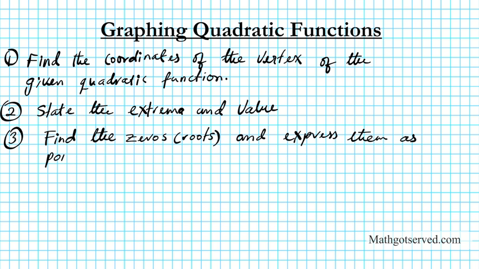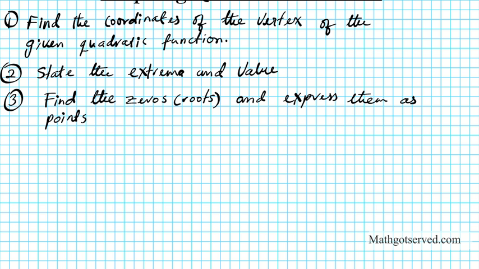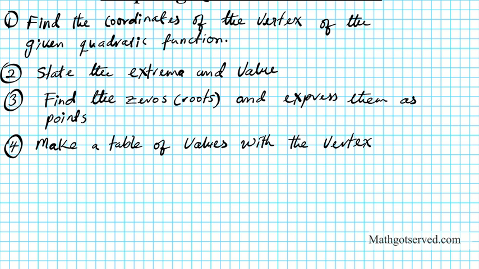After finding the zeros and expressing them as points, now we're going to generate a table. So for step number four, I'd like you to make a table of values with the vertex, that's going to be one set of coordinates, and two symmetric test points. Okay, so I just want you to pick a point before and after the vertex that are symmetric relative to the axis of symmetry. All right, that's a good way for you to check for the accuracy of the coordinates of your vertex.